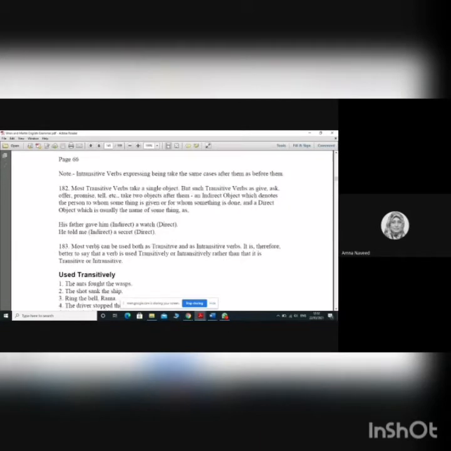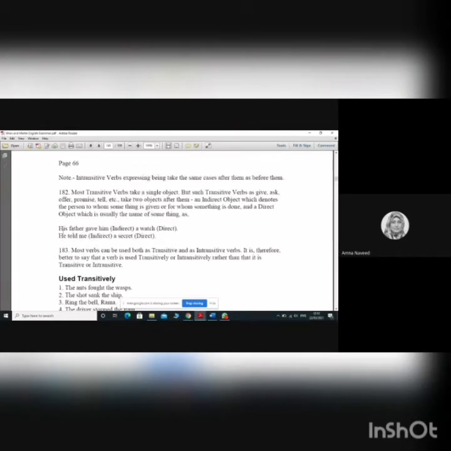Let me give you, yes. His father gave him a watch. Now you can see that there are two objects in this sentence. Basically, his father gave him a watch. This is a watch that has been given, and to whom it is given, this is to him. So there are two objects in this particular example.